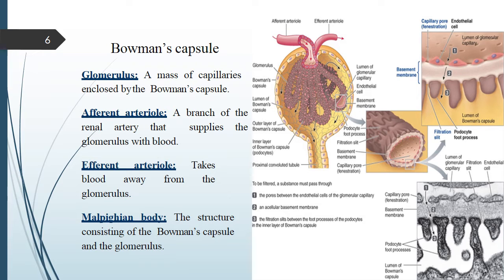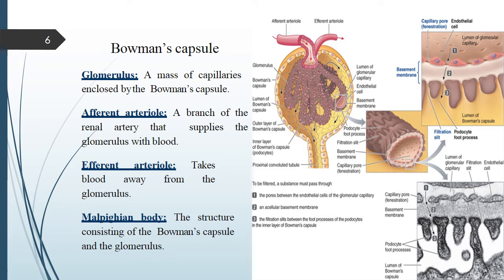And next we have to go through the Bowman's capsules. Bowman's capsules mainly consist of the glomerulus, afferent arterioles, efferent arterioles and the Malpighian bodies. There is a hydrostatic pressure in the glomerulus due to the strong contraction of the left ventricle of the heart, and the fact that the diameter of the afferent arteriole is larger than that of the efferent arteriole, which we can see in the picture, that is the afferent arteriole is bigger than the efferent arteriole.